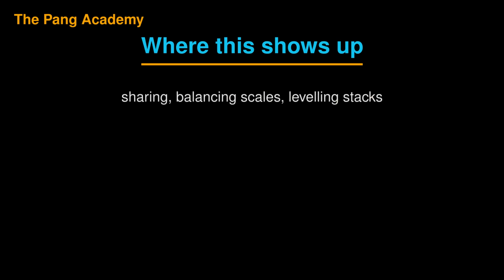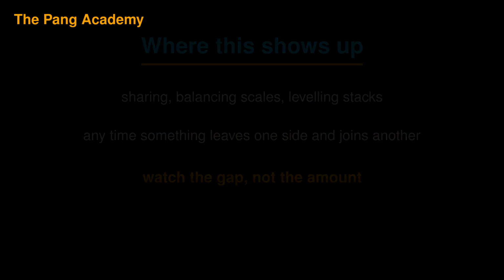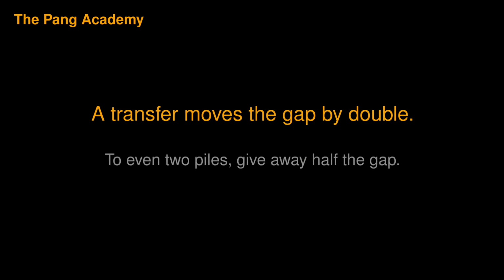This shows up anytime something leaves one side and joins another. Sharing sweets fairly, balancing a scale, leveling 2 stacks, moving money between accounts. The transfer always hits both sides, so the gap always moves double. Watch the gap, not the amount. So when things move between 2 sides, do not match the amount to the difference. A transfer is two-sided, so it changes the gap by double. To level 2 piles, give away half the gap and let each move count twice.